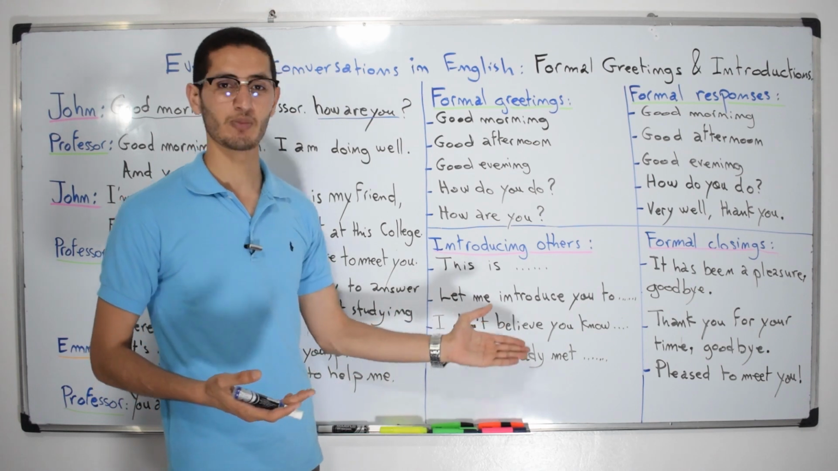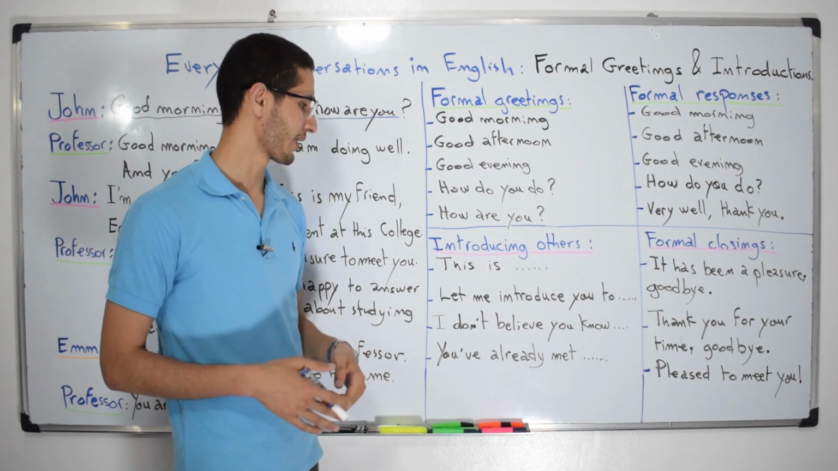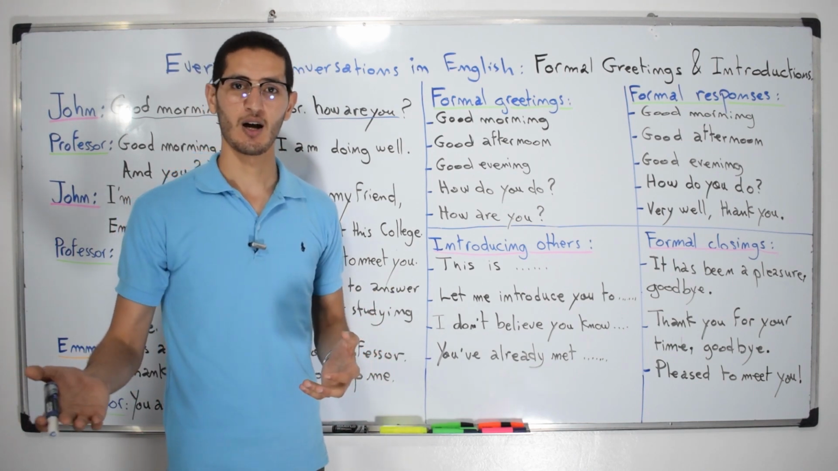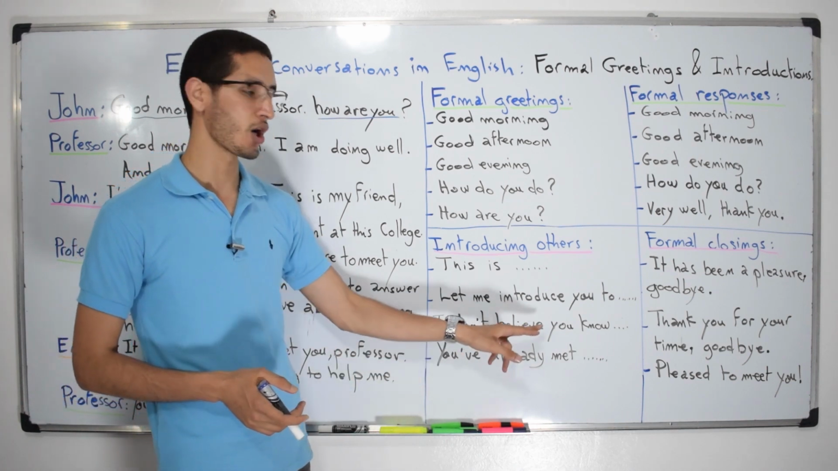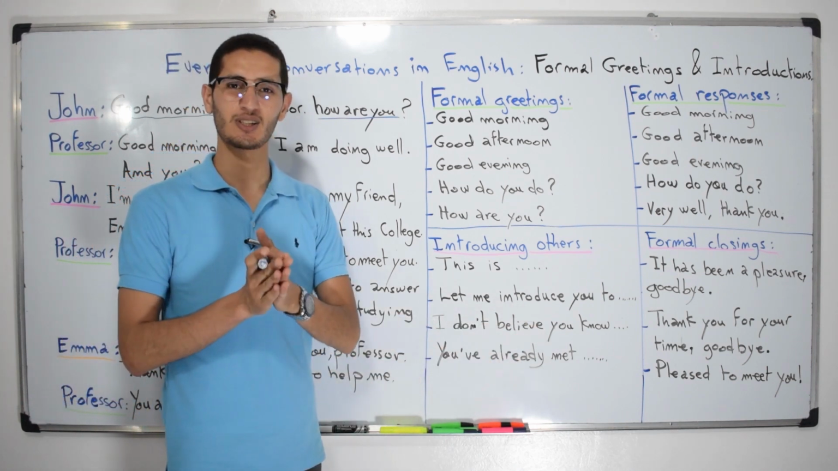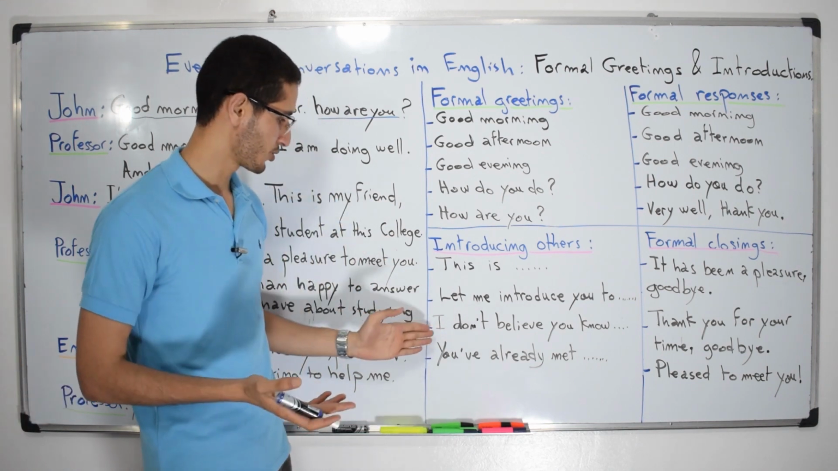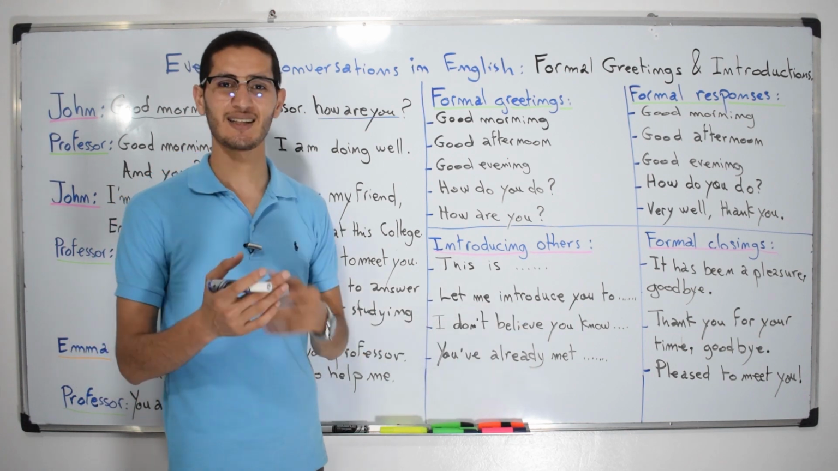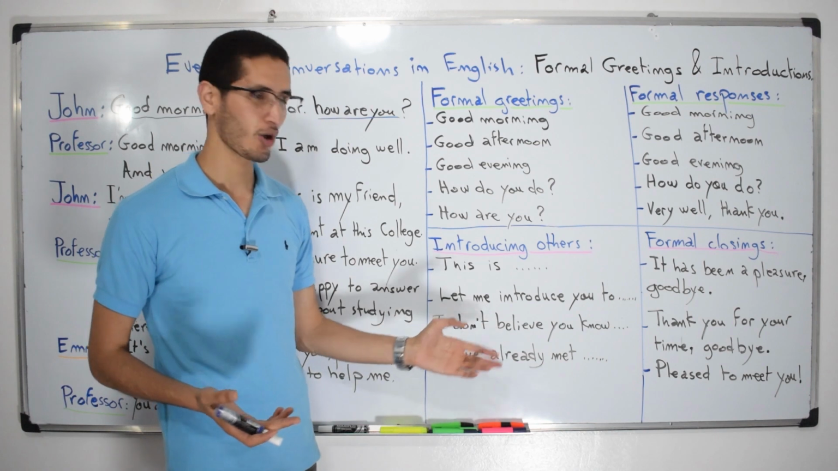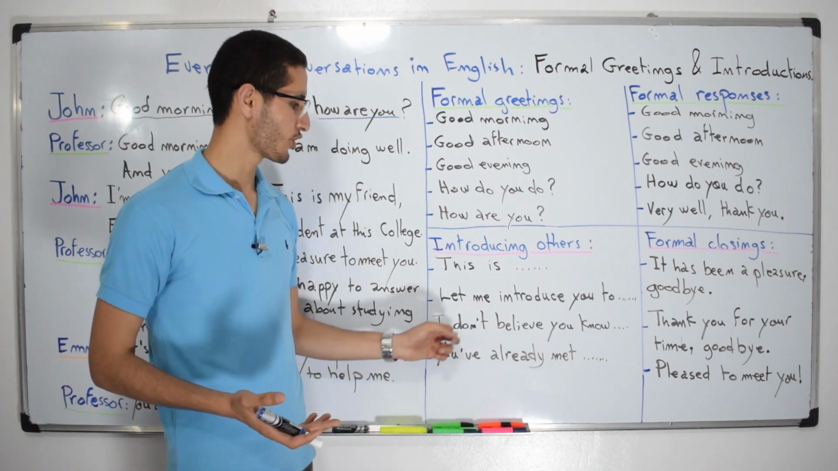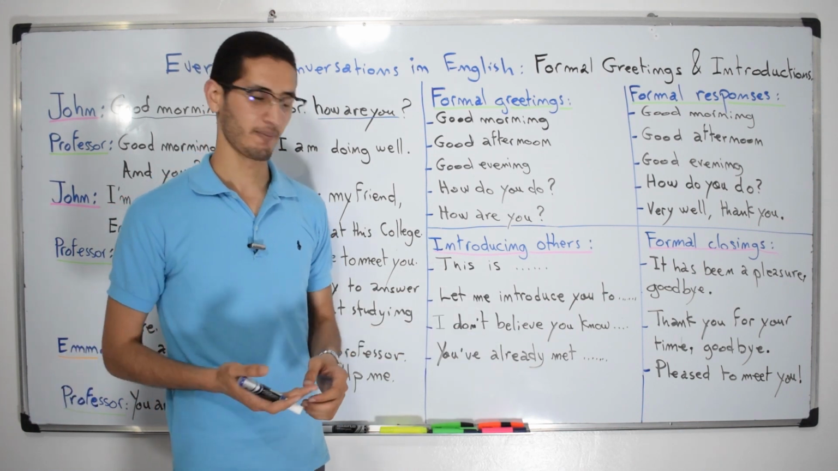Let me introduce you to my friend John, or let me introduce you to my colleague James, or let me introduce you to my brother Alex. And then the third one we have here is, I don't believe you know. If you are sure that the person you're talking to does not know the person that you're with, you could use this one, I don't believe you know. It's an indirect way of introducing the person you're with. I don't believe you know my brother John. I don't believe you know my friend James. I don't believe you know my colleague Tom.